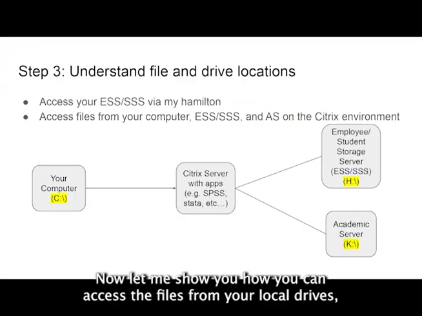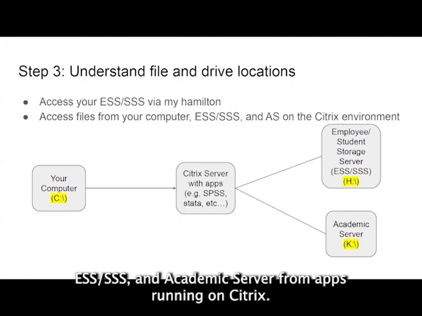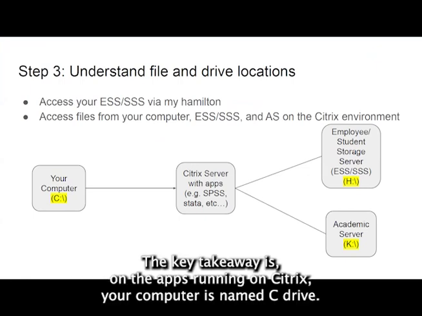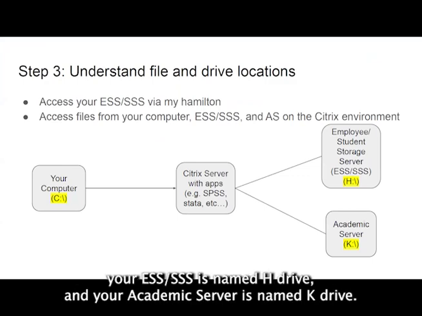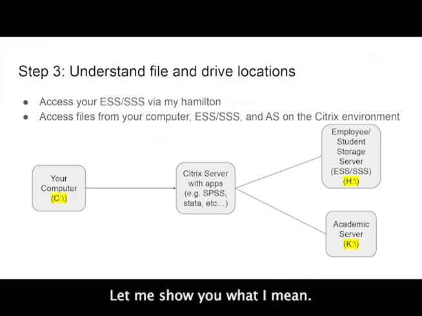Now let me show you how you can access the files from your local drives, ESS, SSS, and academic server from apps running on Citrix. The key takeaway is on the apps running on Citrix, your computer is named C drive, your ESS or SSS is named H drive, and your academic server is named K drive. Let me show you what I mean.